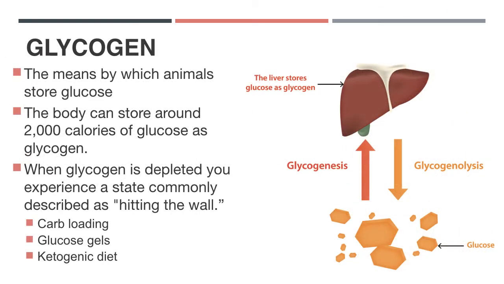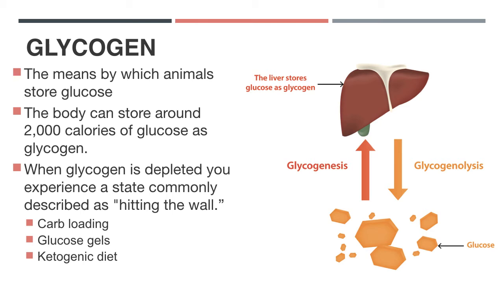Glycogen is the means by which animals store glucose. It's stored in the liver, and the body can store around 2,000 calories of glucose in the form of glycogen in the liver. When the body is depleted of glucose, the body can then go through a process called glycogenesis, where the glycogen that's being stored in the liver is converted to glucose in the bloodstream.